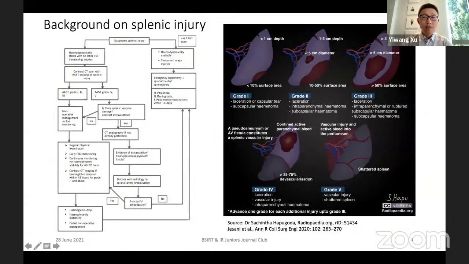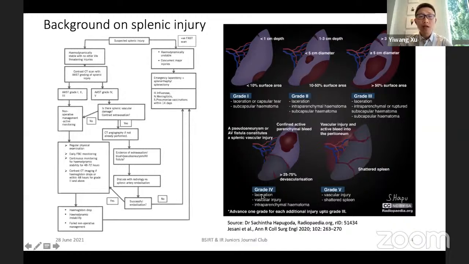For splenic injury, if it's suspected, particularly in a polytrauma patient, on the left you can see a very busy flowchart of how these patients are managed. To simplify this, if the patient is hemodynamically unstable, the trauma team will trigger, sometimes using a FAST scan, sometimes using CT to triage the degree of injury. But if the patient is really unstable, sometimes they proceed straight to emergency laparotomy. We can talk a bit about that in the discussion session.